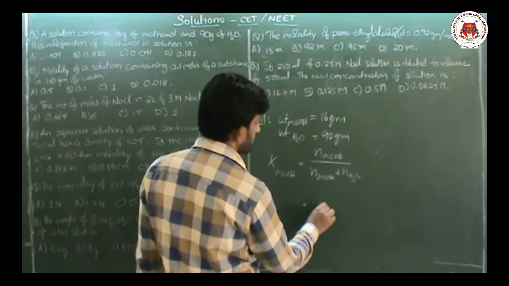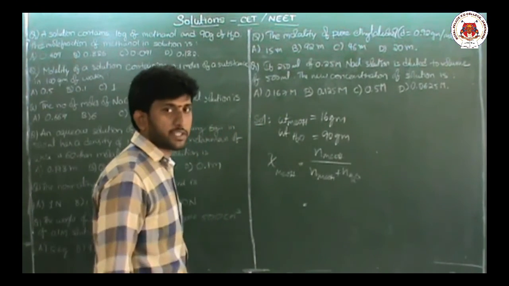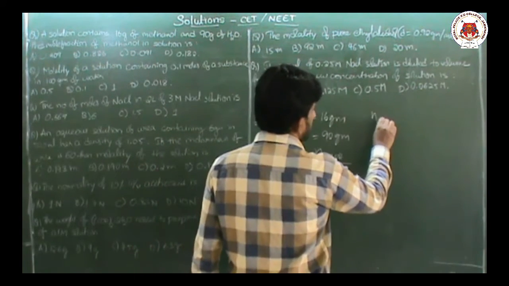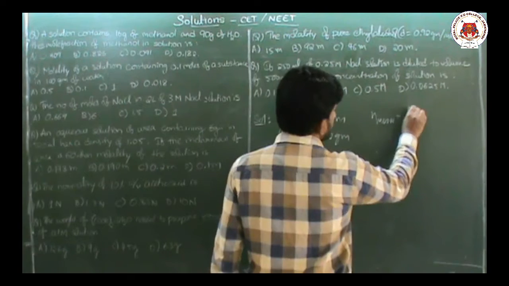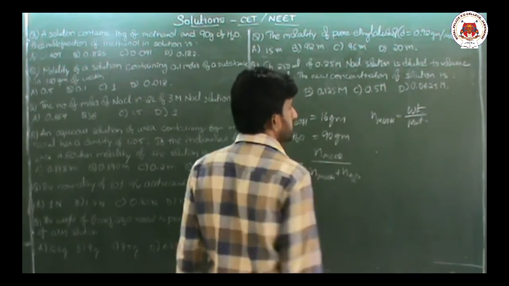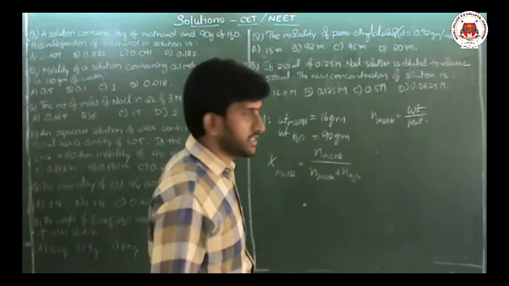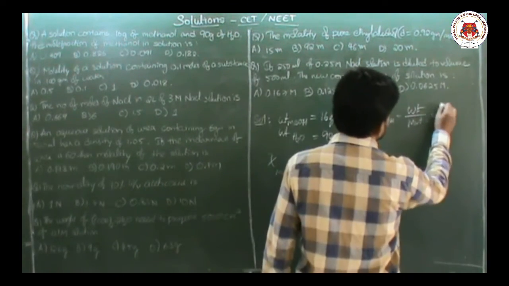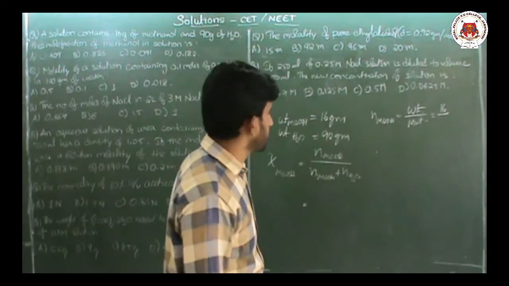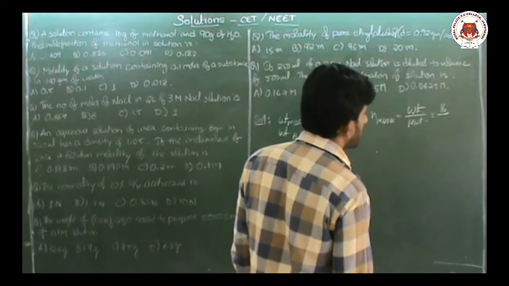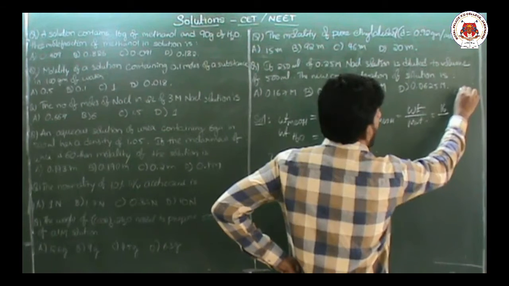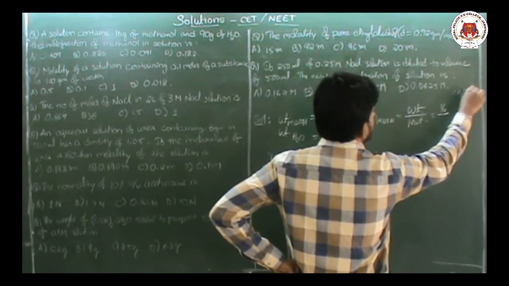So number of moles of methyl alcohol is what? Weight of methanol divided by molecular weight of methanol. Weight of methanol is given as 16. So 16 divided by methyl alcohol molecular weight, which we want. So what is the methyl alcohol molecular weight? CH3OH.